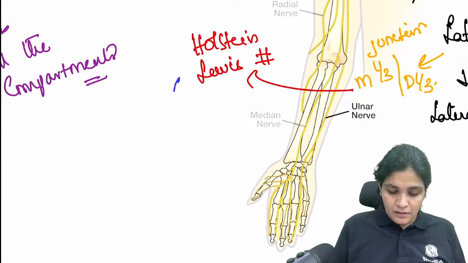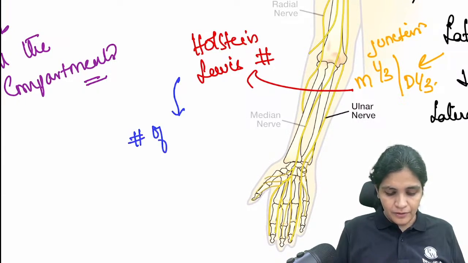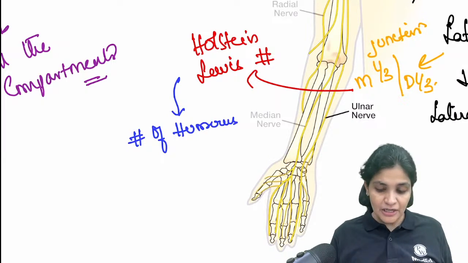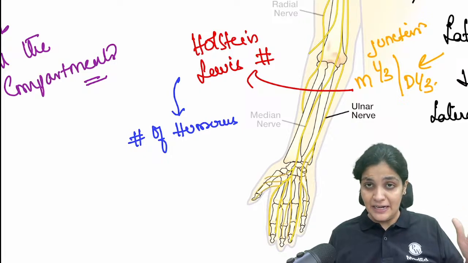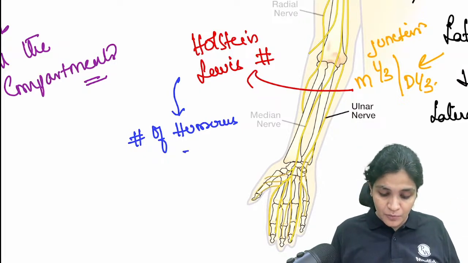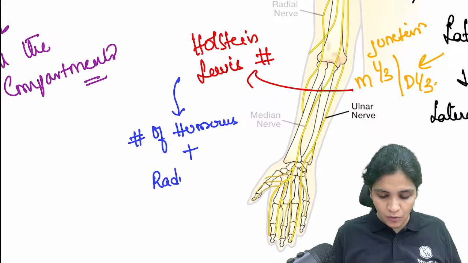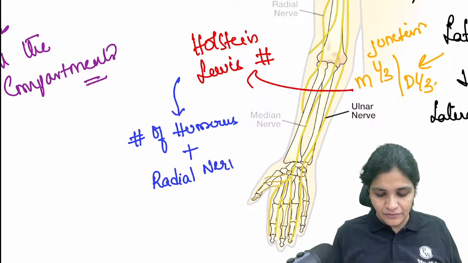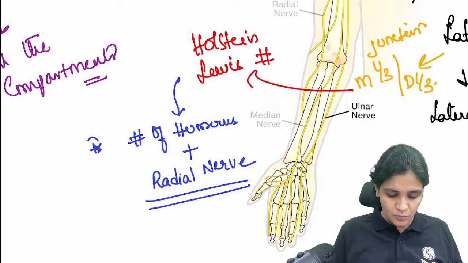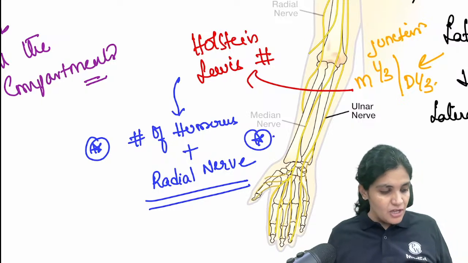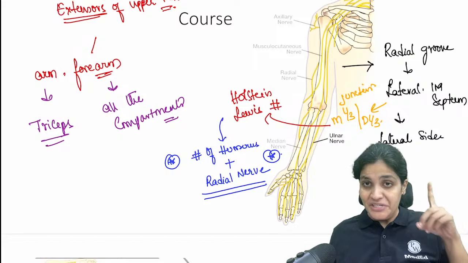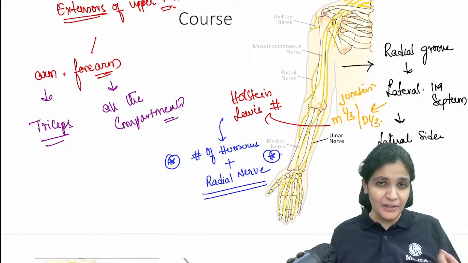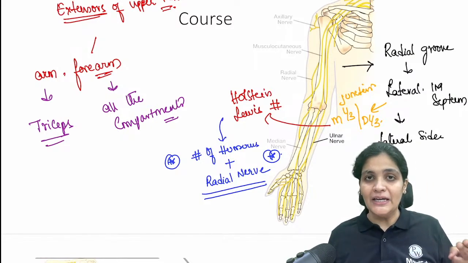Yes, fracture of humerus at the junction of middle 1/3 and distal 1/3, where it is piercing the lateral intermuscular septum, which is associated with crushing of the radial nerve. That is your Holstein-Lewis fracture. Very, very, very important question, right? So usually whenever you come up with radial nerve palsy, first question they will ask you is about Saturday night palsy, because that is very, very important. And then they will ask you what is Holstein-Lewis fracture.